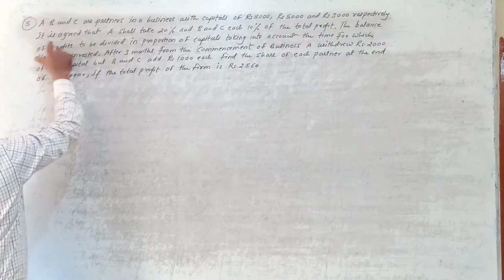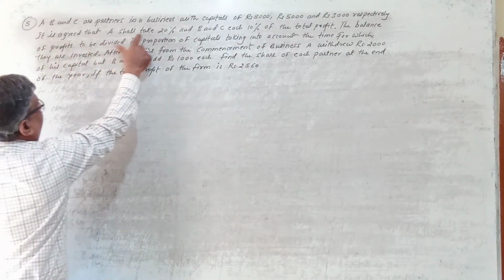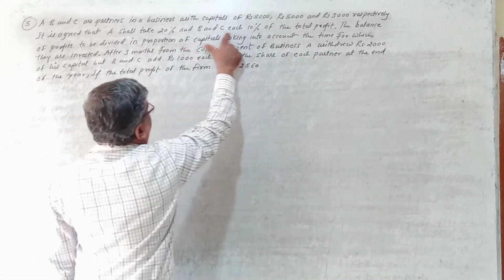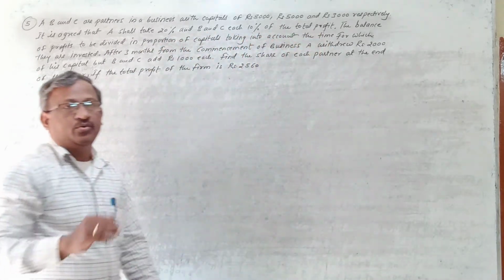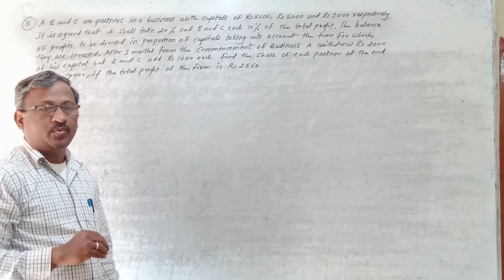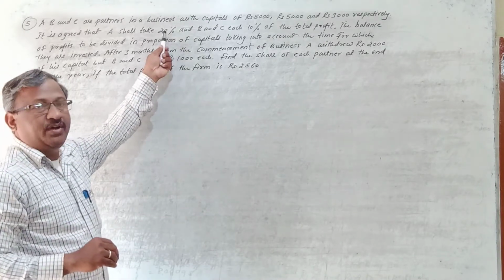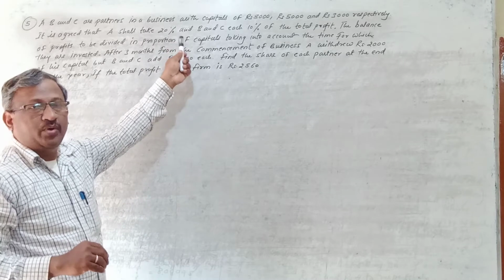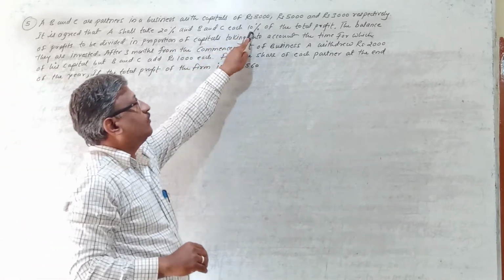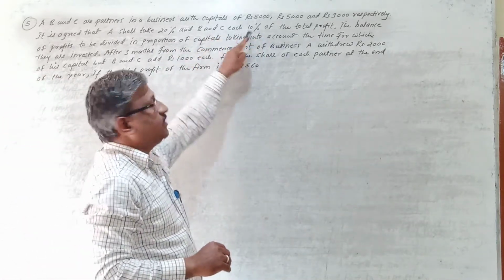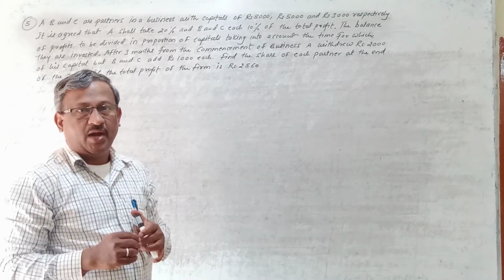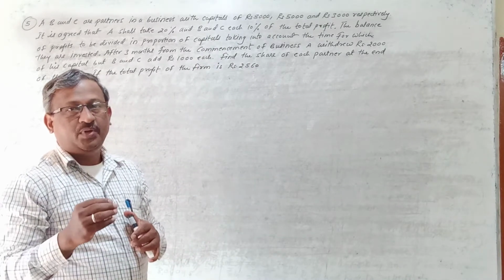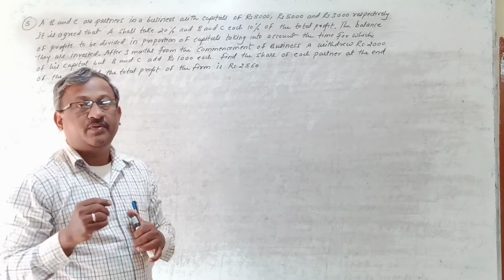Then further, it is agreed that A shall take 20% and B and C each 10% of the total profits. Whatever total profit is there, from that total profit we first have to pay 20% to A and 10% each to B and C. After giving that, what balance profit will remain?